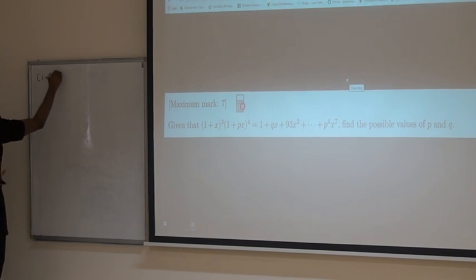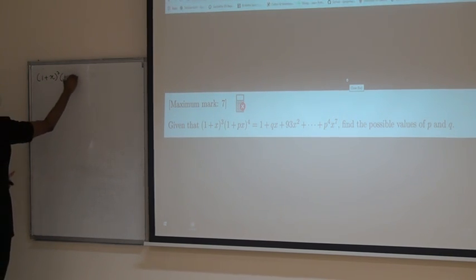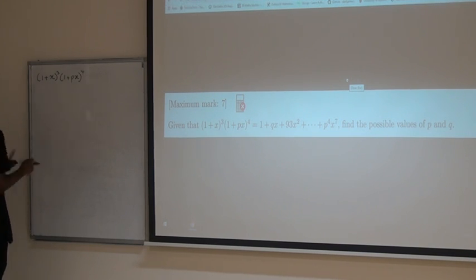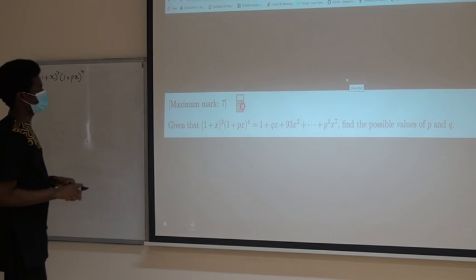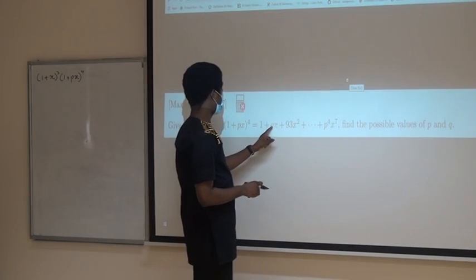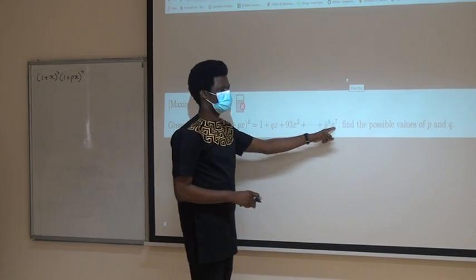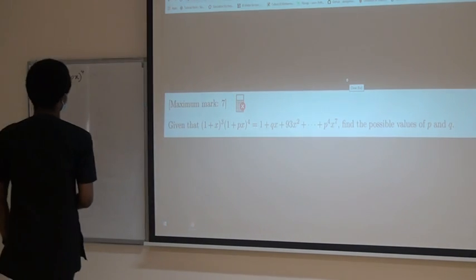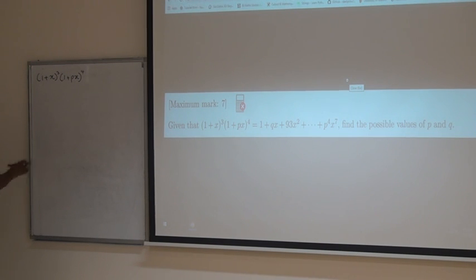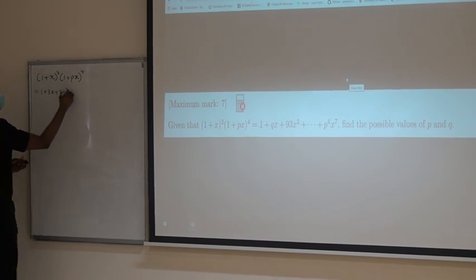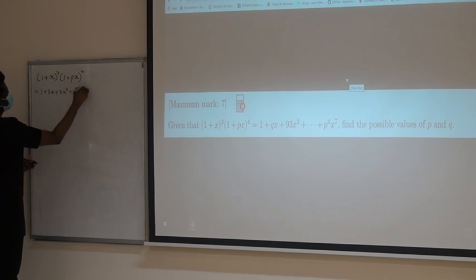Plus x cubed, 1 plus px to the power 4. So for this we need, we're interested in the coefficient of x, especially the coefficient of x squared and maybe the coefficient of x to the power 7. So we know what this is. That's Pascal's triangle. This is 1 plus 3x, 3x squared, x cubed.